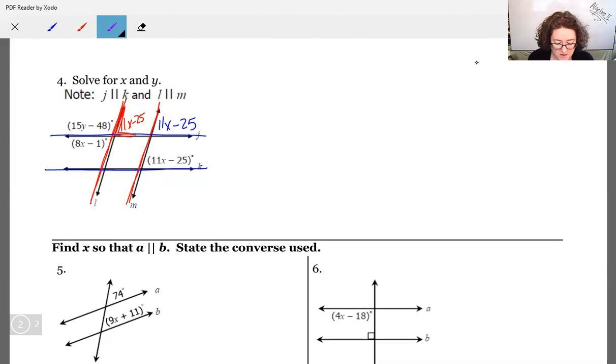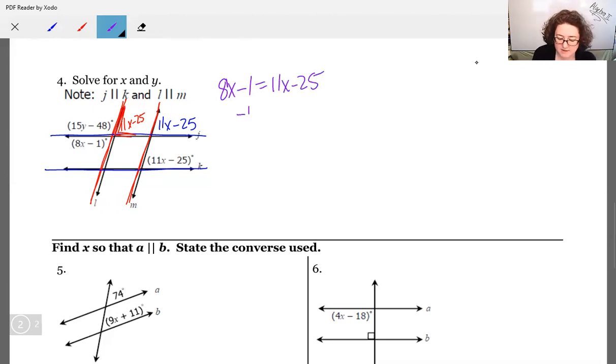You don't have to do that, but that's our justification for why we can set this up this way. So we now have 11x minus 25 directly across from the 8x minus 1, which means what kind of angle pair did I make? Going back to unit 2, those are vertical angles, so I can set those equal to each other. So 8x minus 1 equals 11x minus 25. And I can solve that for x.